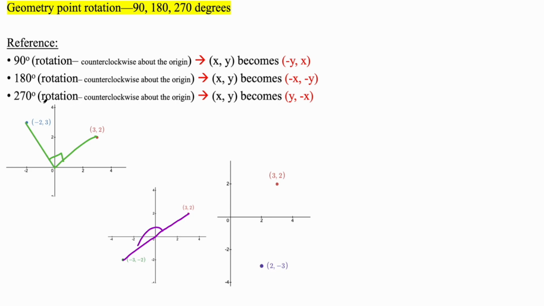And then the last one is the 270-degree rotation. So it says x comma y. Now we have y comma negative x. So our y value becomes our x value. So our y value here was 2. Now the x value here is 2. And then the new y value, we said negative x. So here we had a 3. Now your new y value will be negative 3.